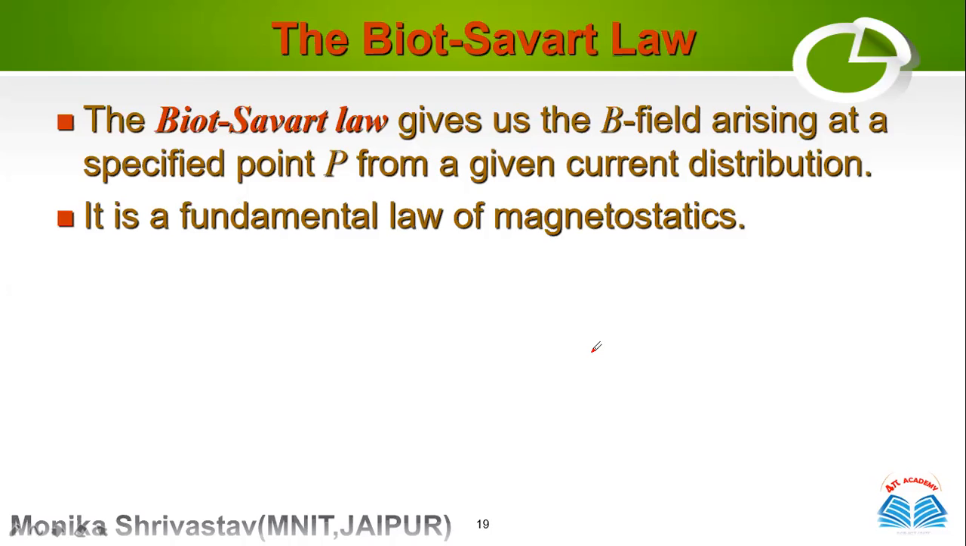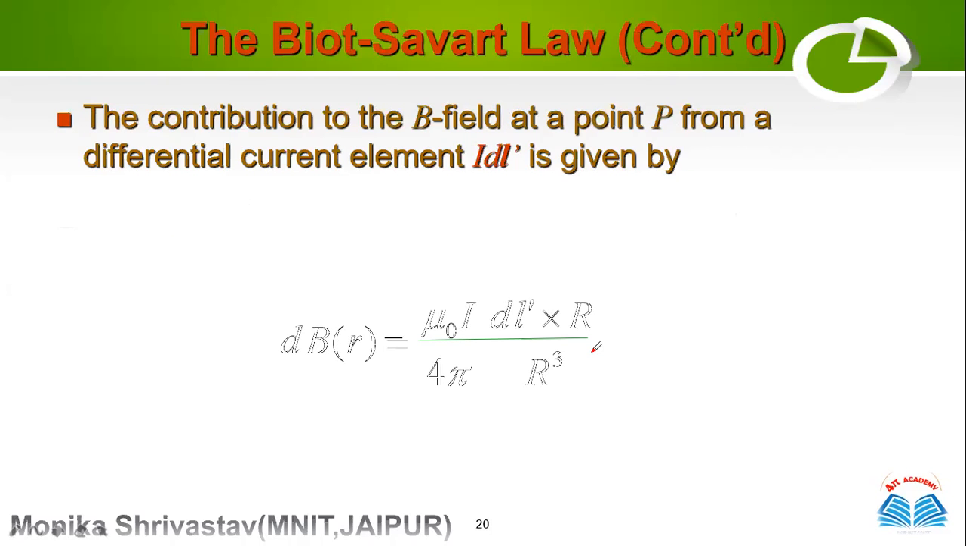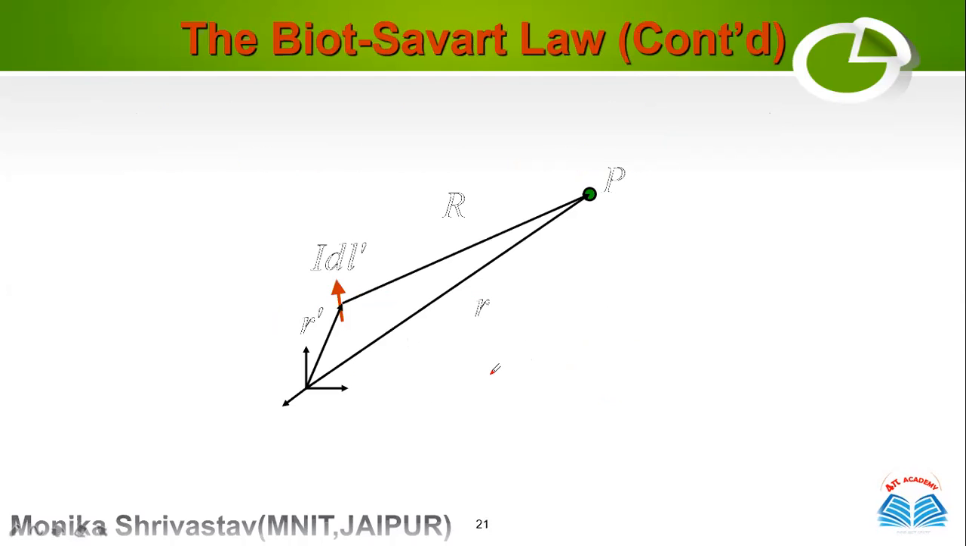It is basically a fundamental law of magnetostatics. So what is that Biot-Savart law? I have told you that we will use this equation again in our Biot-Savart law. So this was the equation: dB equals mu naught over 4 pi, I dl cross R over R squared. R over R is the unit direction vector, and R squared is the distance between the point and the wire.